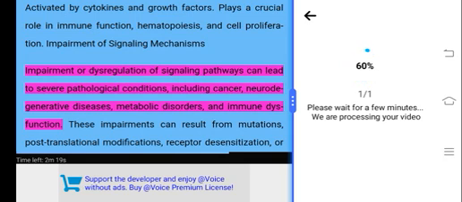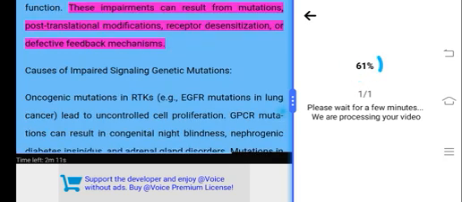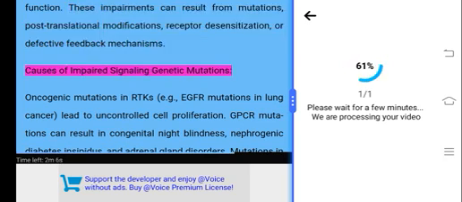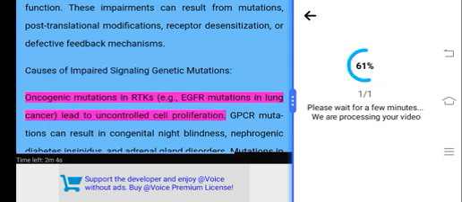Impairment or dysregulation of signaling pathways can lead to severe pathological conditions, including cancer, neurodegenerative diseases, metabolic disorders, and immune dysfunction. These impairments can result from mutations, post-translational modifications, receptor desensitization, or defective feedback mechanisms. Causes of impaired signaling: genetic mutations.